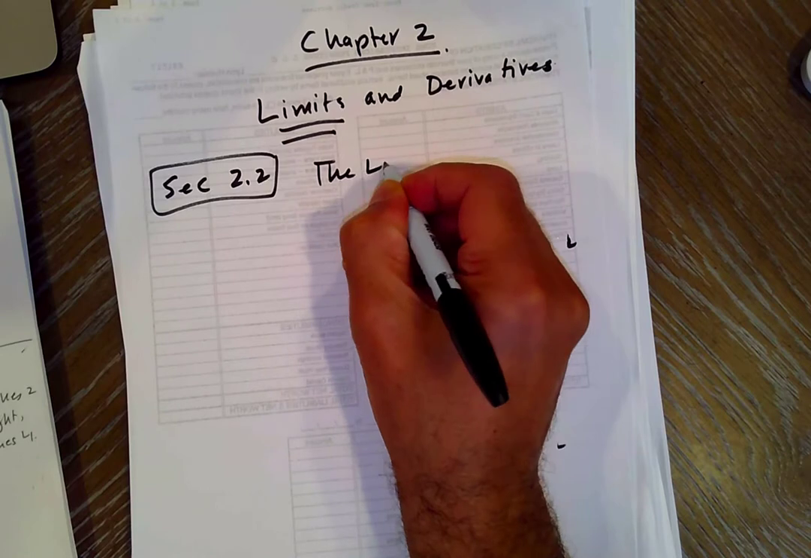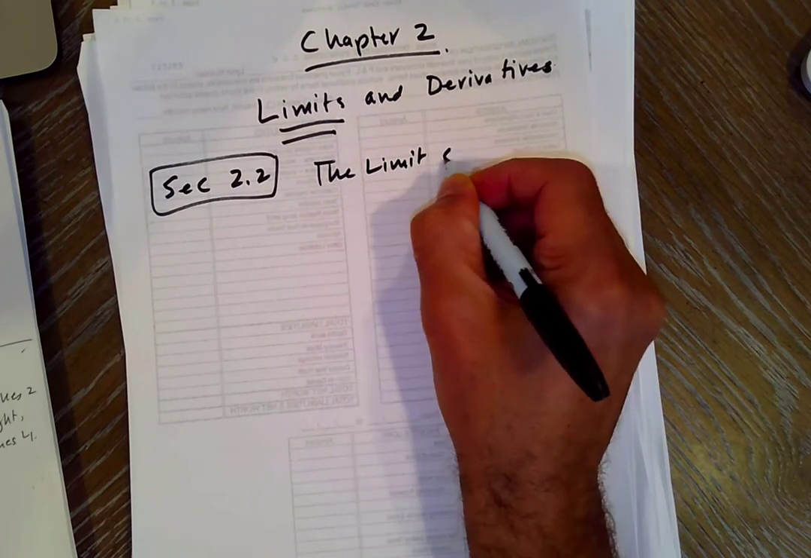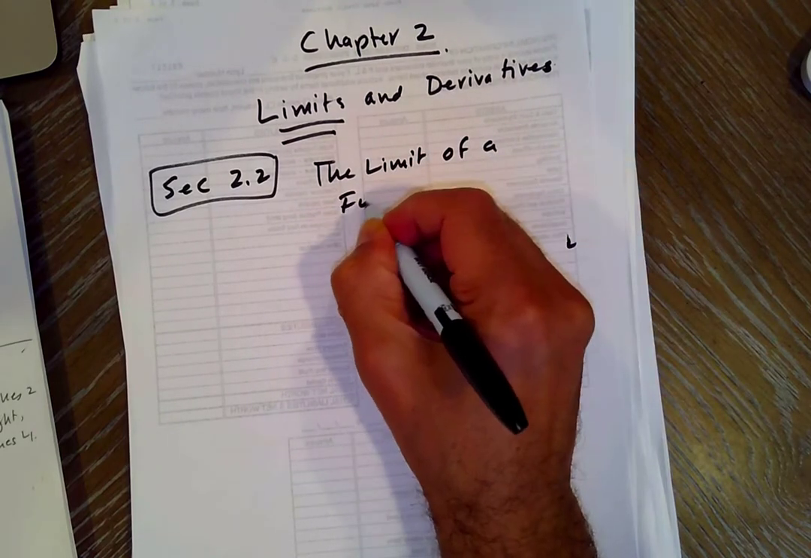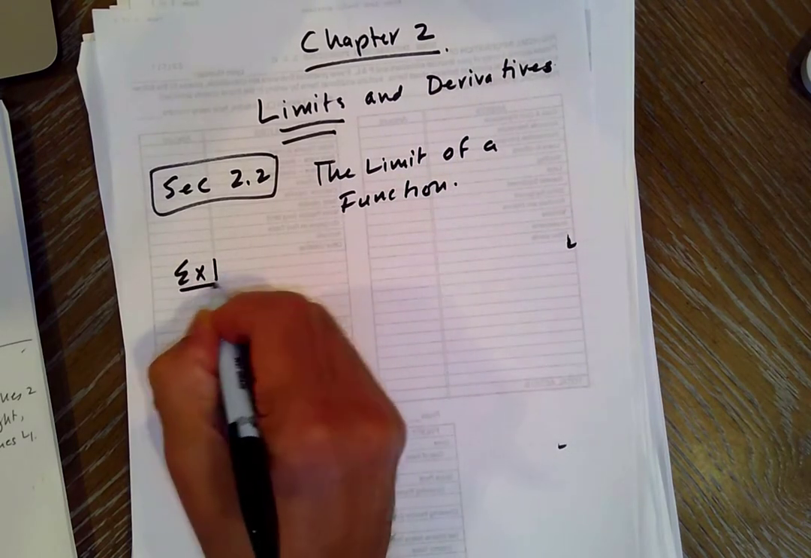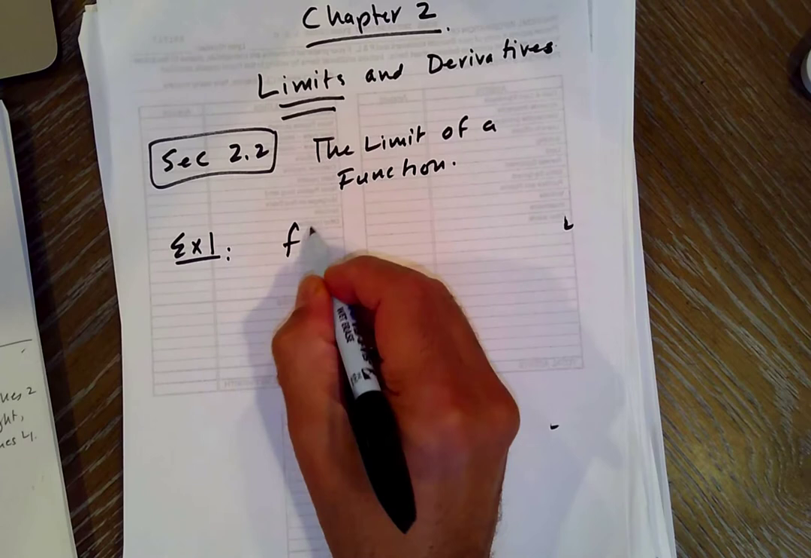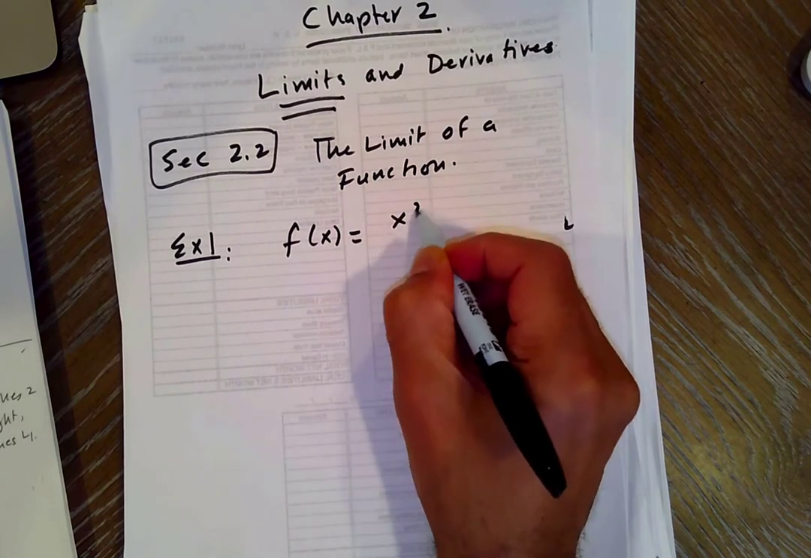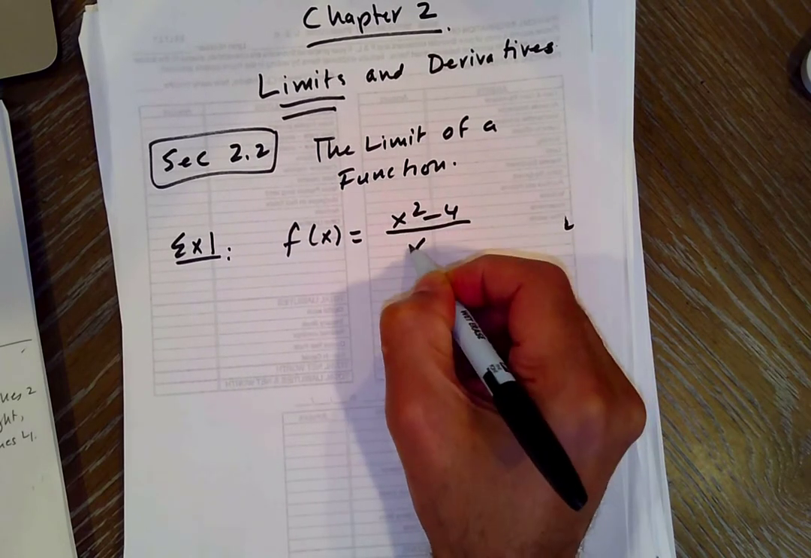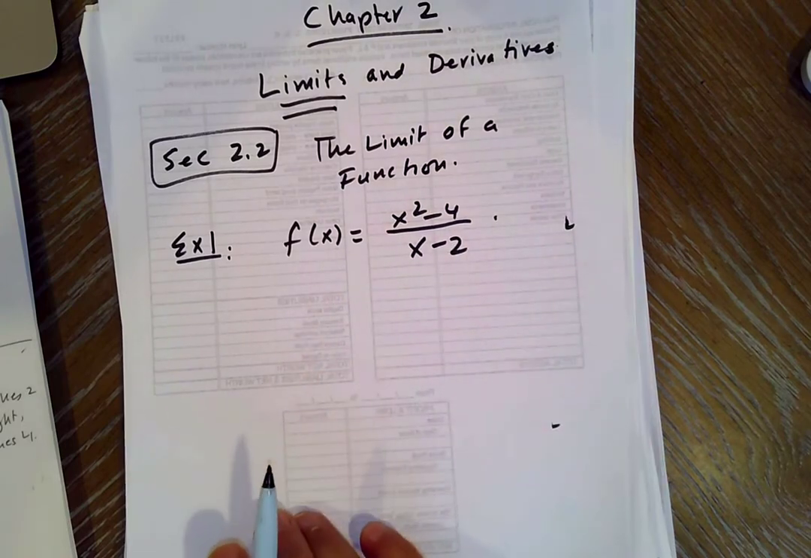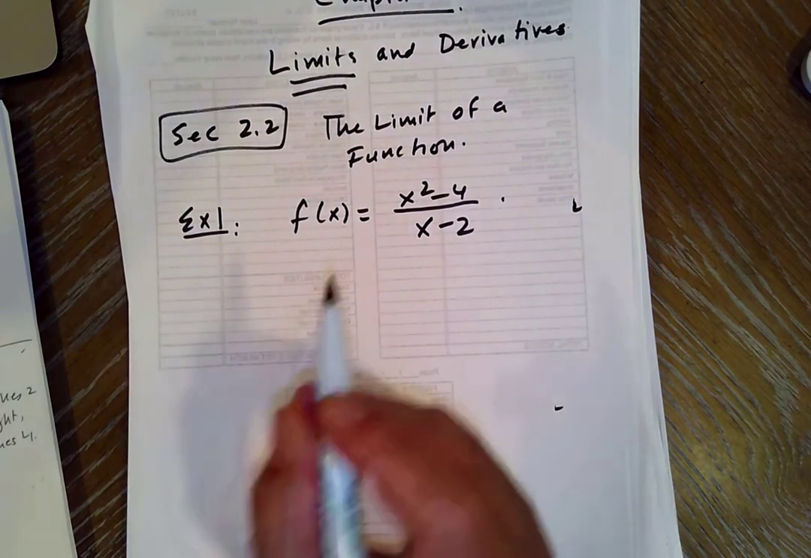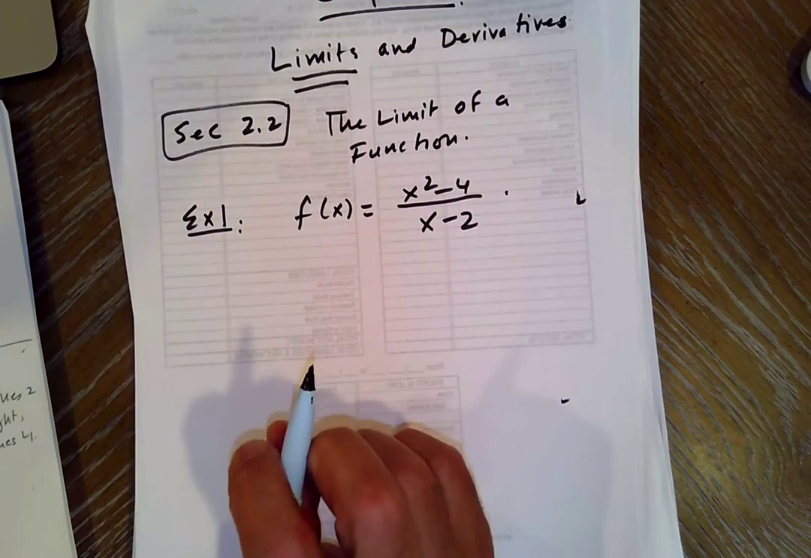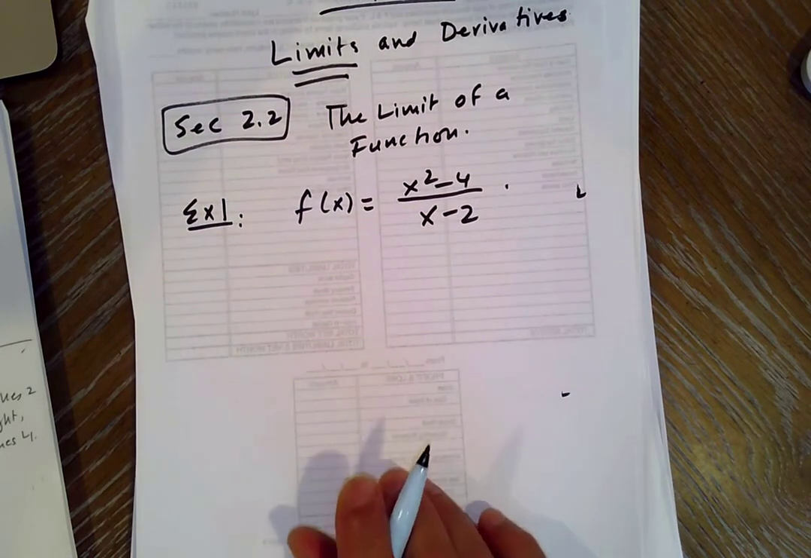The limit of a function. So I'm going to start limits using an example. If f of x equals x squared minus 4 over x minus 2, I want to use a table of values to find the limit of f of x as x is close to 2.